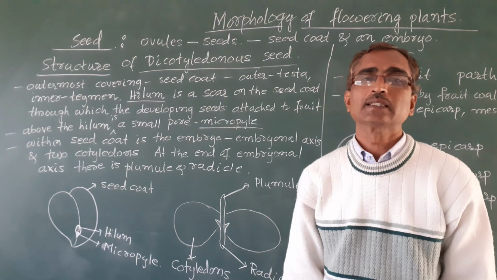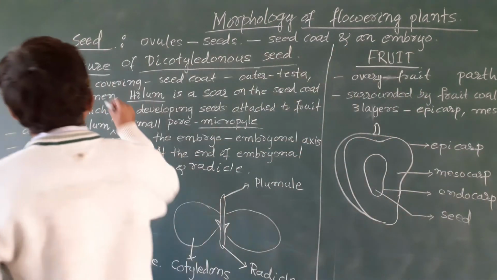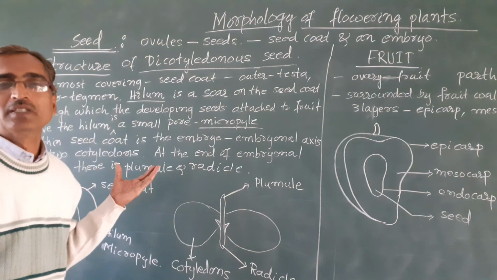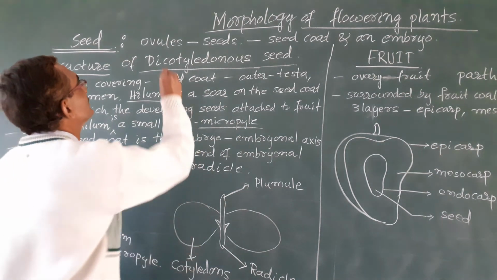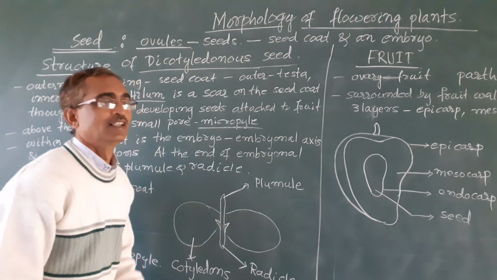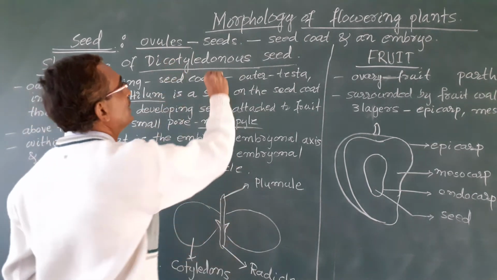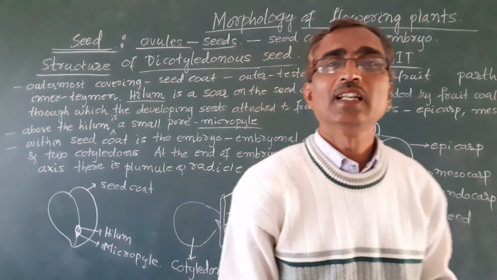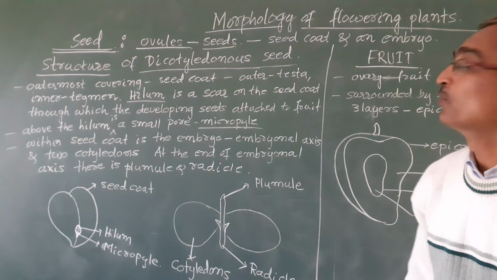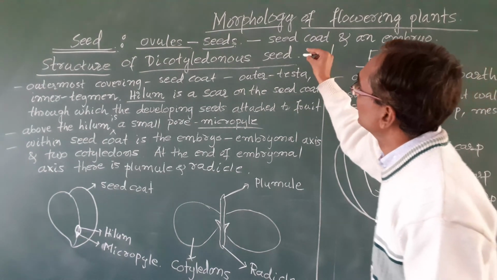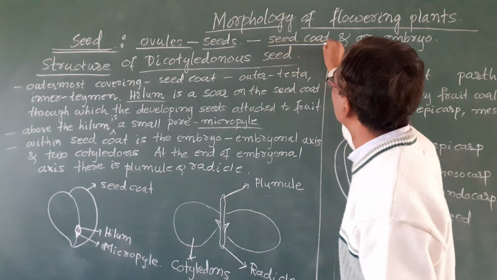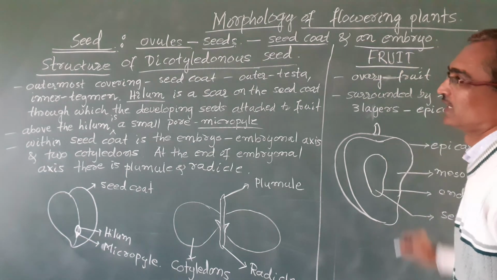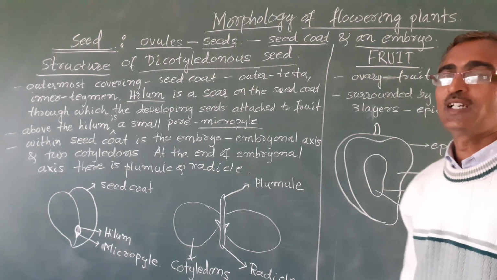So today we will discuss the seed and fruit. Seeds are nothing but the fertilized ovules. After fertilization, the ovules develop into seeds. This seed has a seed coat and an embryo. The seed coat is a covering, and the embryo is within it. So that is a seed.